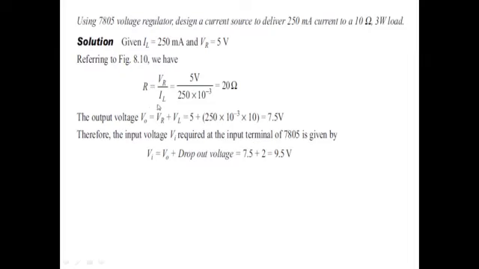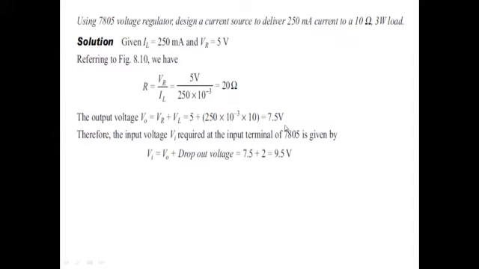Your VR will always be constant, that is equal to 5 volts. Your VL is equal to current into resistance. So current is 250 milliamperes, resistance is 10 ohms. You multiply, you'll get your voltage. When you sum up these two, you get your output voltage to be 7.5 volts. So your output voltage is determined.